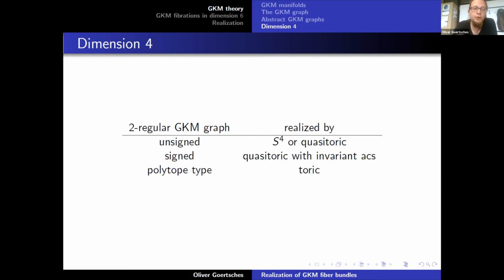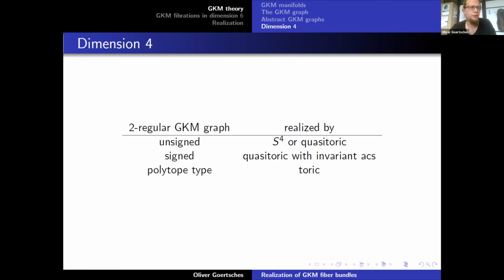Okay, so these three types of GKM graphs are realized by four-dimensional T2 manifolds with the corresponding type of geometric structure. Okay, so much for dimension 4.